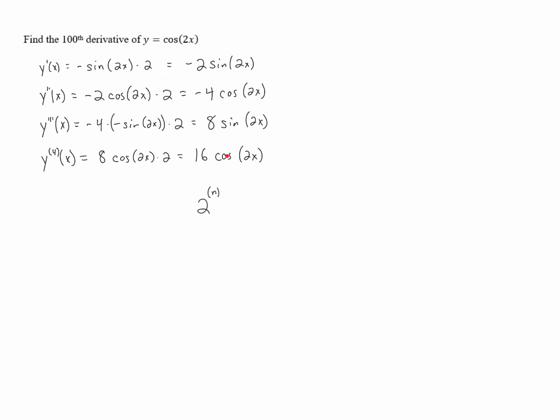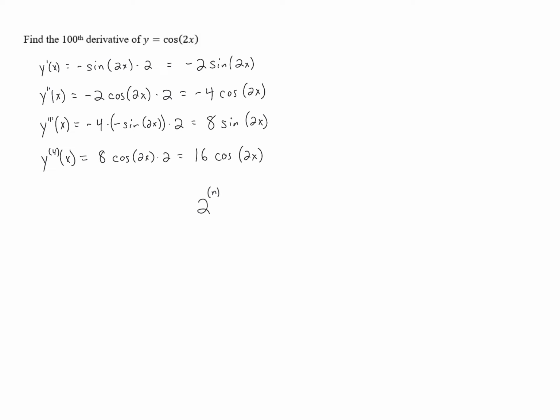And so if we were to go 4 more derivatives, we would end up with negative sine, negative cosine, positive sine, positive cosine, and then another 4 would take us back to positive cosine. So every multiple of 4, we end up with a positive cosine. And notice that we're looking to get the 100th derivative. That is a multiple of 4. And so we are going to end up with a cosine of 2x.